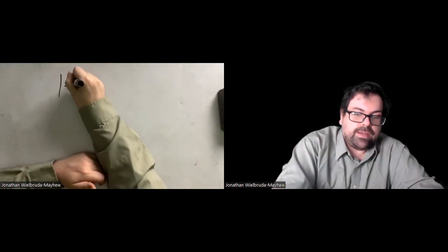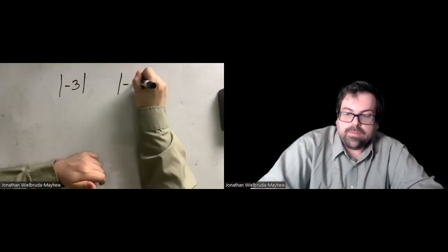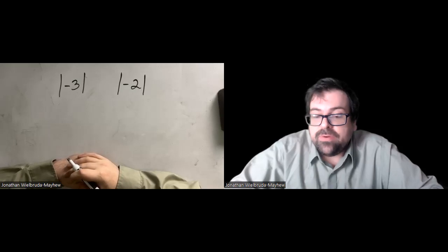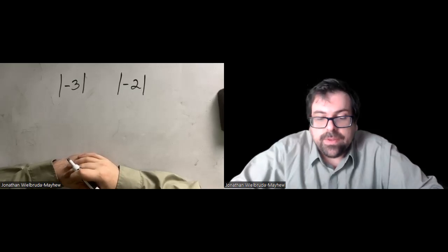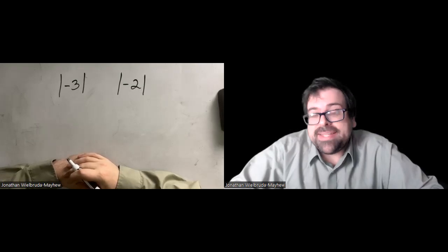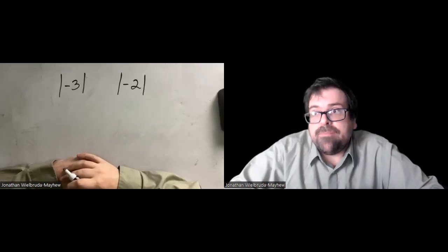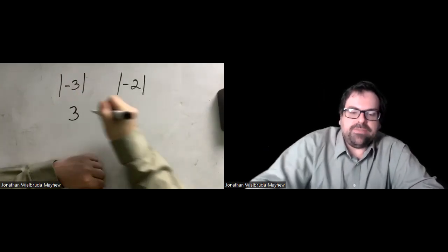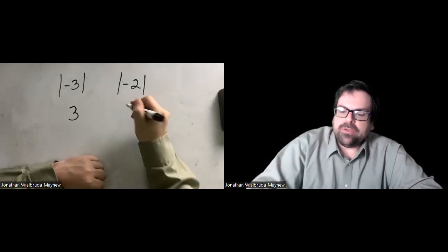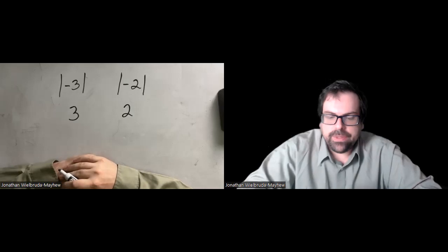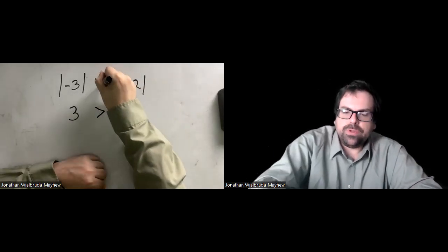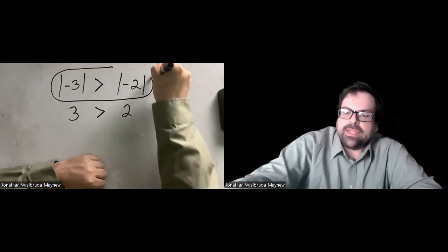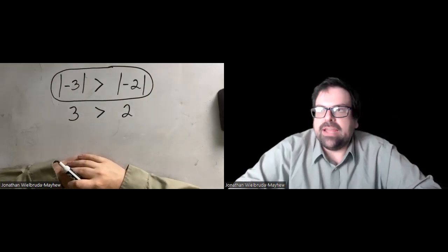This one's a little tricky. We're comparing the absolute value of -3 with the absolute value of -2. Now, -3 would be less than -2, but it's not necessarily the same for the absolute values. The absolute value of -3 is +3. The absolute value of -2 is +2. 3 is greater than 2, which means the absolute value of -3 is greater than the absolute value of -2.